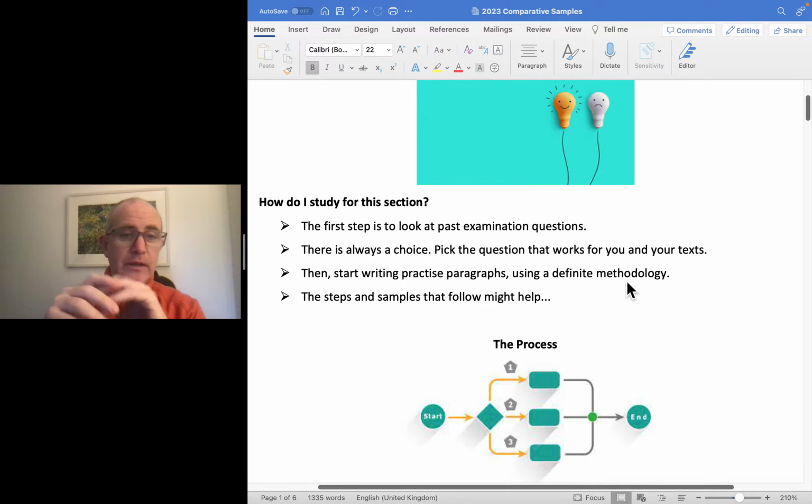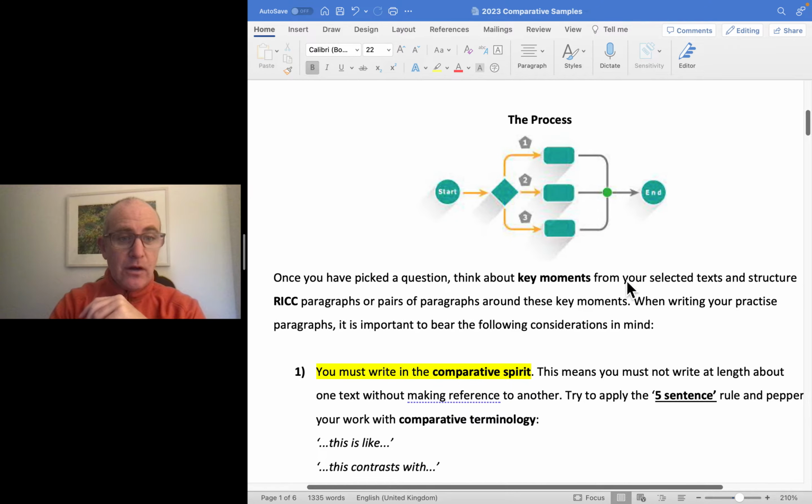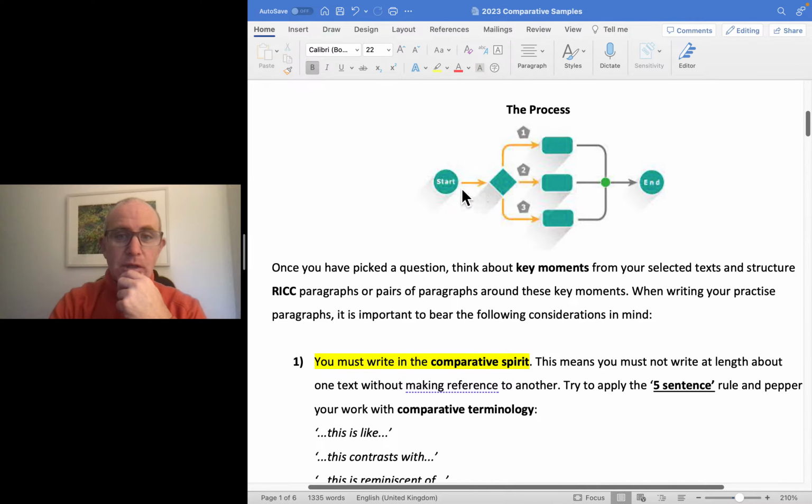Most students don't have a methodology, so they're writing in the dark, if you like. They're writing in hope rather than in expectation, because they don't really understand a process. So a process is very important. And I'm going to go through the steps that I use now. So, you have to know how you're going to start, how you're going to develop, how you're going to conclude. For me, the start has to be your thesis. Your thesis is, where do I stand on the statement in the question in relation to my texts?